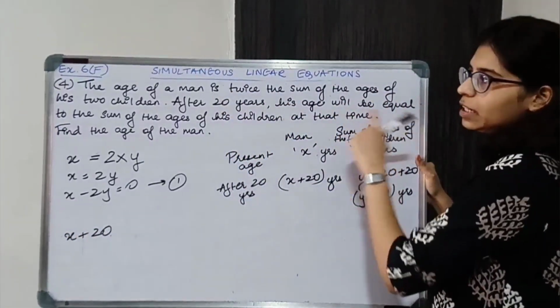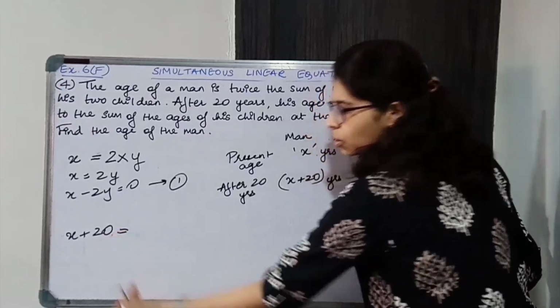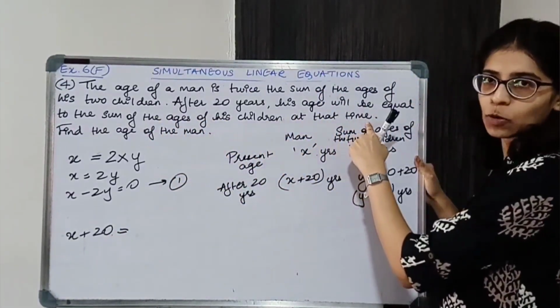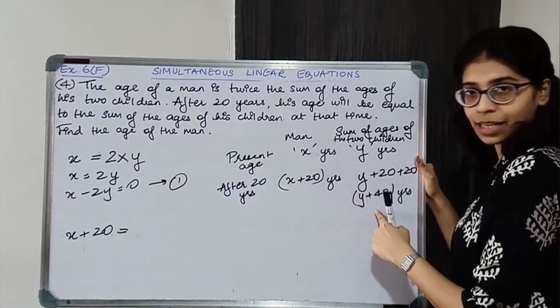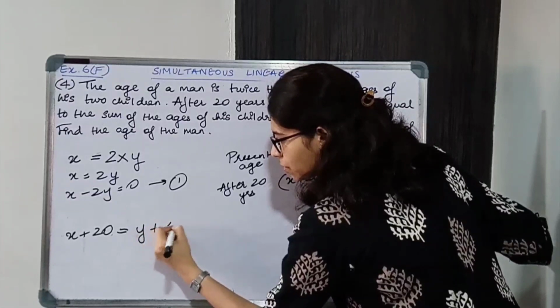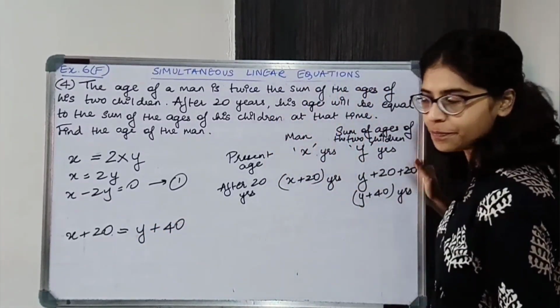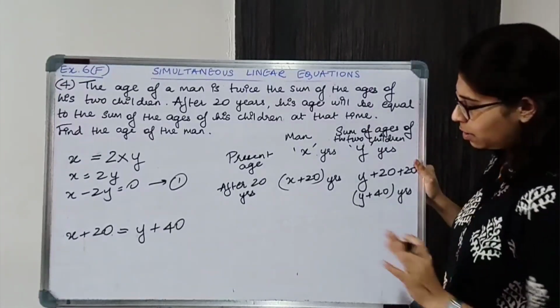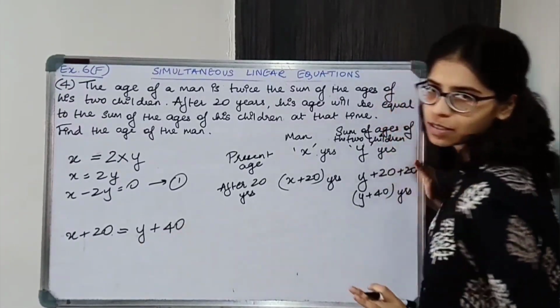It will be equal to the sum of the ages of his children at that time. What is the sum of the ages of children at that time? It is y plus 40. So his age will be equal to the sum of the ages of the children, and the sum of the ages of the children is this much.